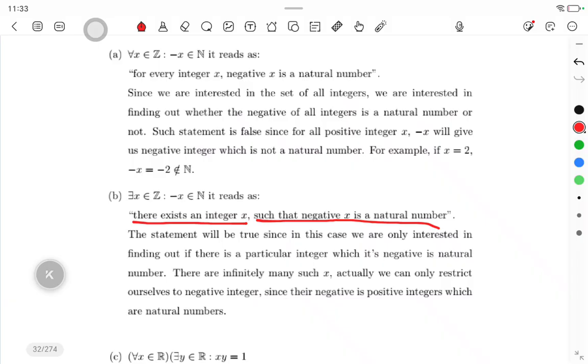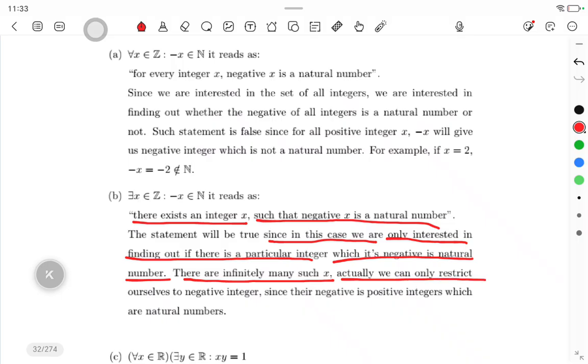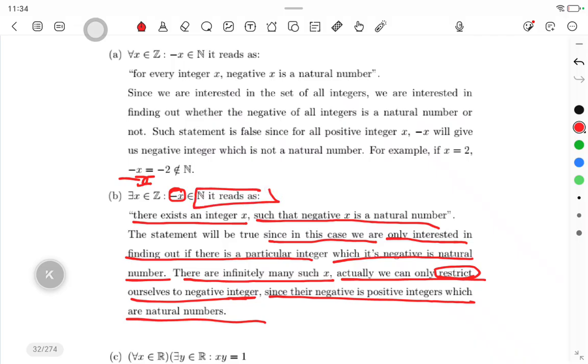And if we check, they say that the statement will be true, since in this case, we are only interested in finding out if there's a particular integer. You said that it can be 1, it can be 2, it can be 3, it doesn't matter how many there are. As long as there's at least one, then this statement will remain true. There are infinitely many of such, which we can restrict ourselves to. Restriction is allowed, since their negative is positive. So if we take those negative integers here and multiply them by a negative, we will receive a natural number. So that's why we're saying that this will be true for all the negative integers.